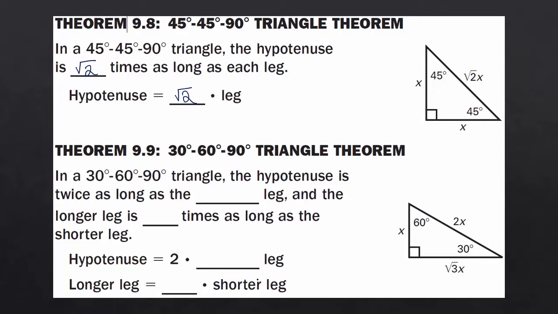Theorem 9.9, 30-60-90 triangle theorem. In a 30-60-90 triangle, the hypotenuse is twice as long as the shorter leg, and the longer leg is square root of 3 times as long as the shorter leg. So the hypotenuse is equal to 2 times the shorter leg, and the longer leg is equal to square root of 3 times the shorter leg.